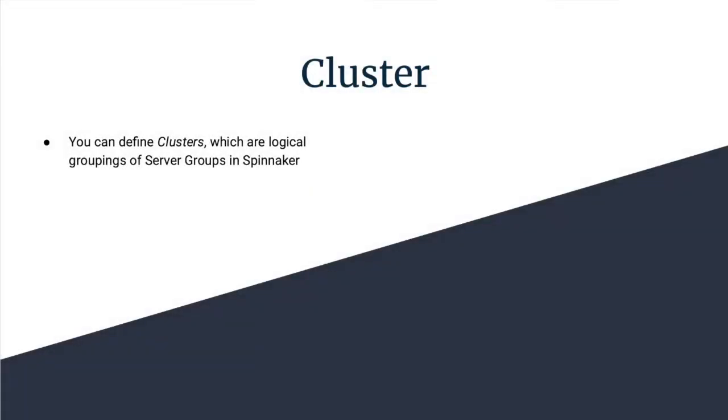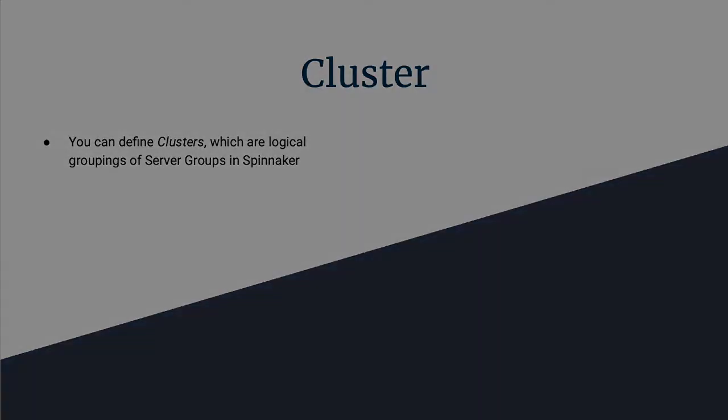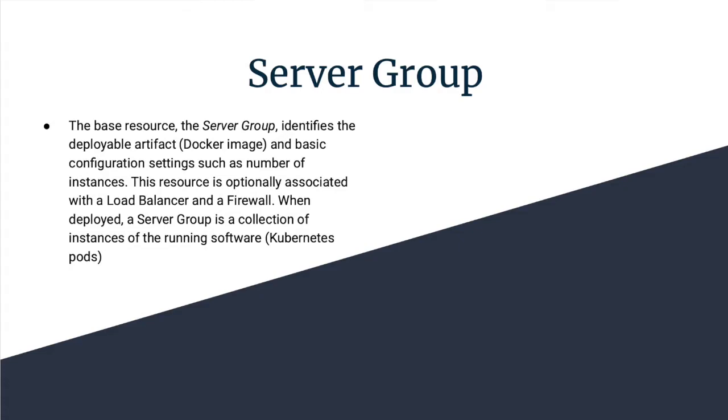You can define clusters, which are logical groupings of server groups in Spinnaker. The base resource, the server group, identifies deployable artifacts, like a Docker image, and the basic configuration settings such as the number of instances. This resource is optionally associated with a load balancer and a firewall. When deployed, a server group is a collection of instances of the running software, like a Kubernetes pod.